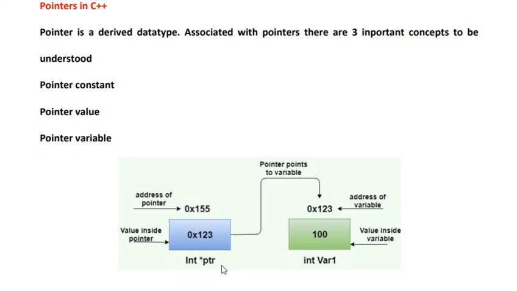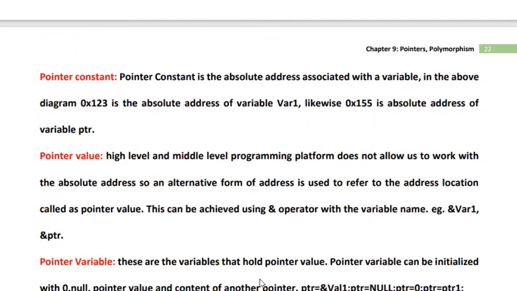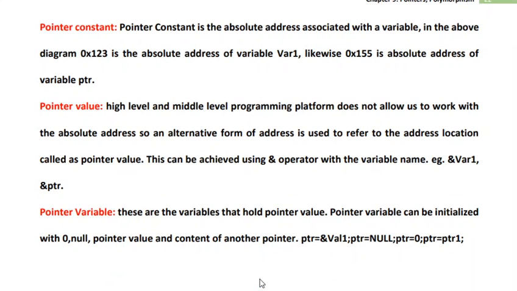Pointer constant basically refers to the absolute address of the variable, pointer value refers to the logical address of the variable, and pointer variable is a variable that is capable of pointing to or holding the address of another variable. That is what we have elaborately explained here. Pointer constant is the absolute address associated with the variable. In the above diagram, 0x123 is the absolute address of variable var1. Likewise, 0x155 is the absolute address of the pointer variable ptr.